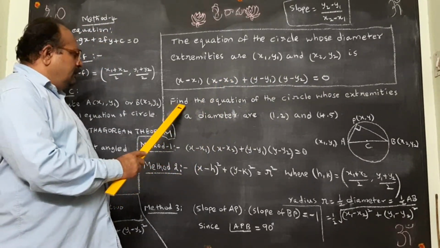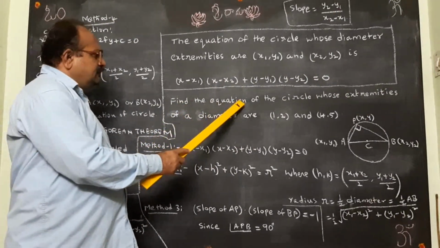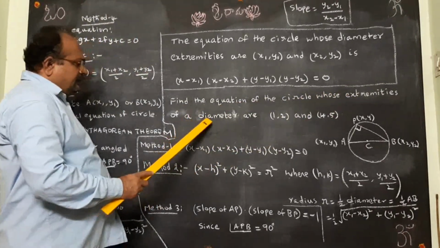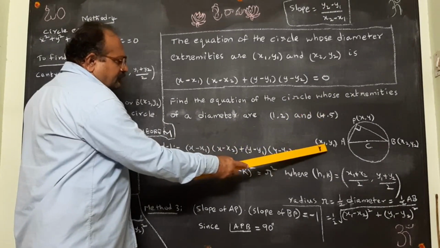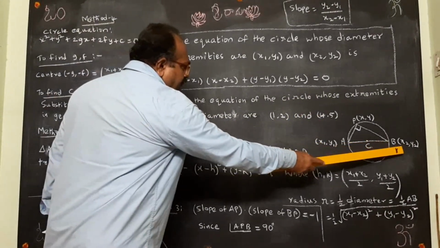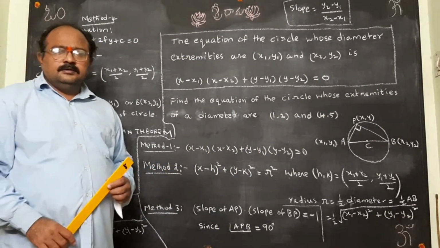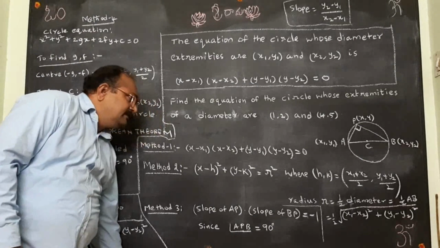Now, we have another problem. Find the equation of the circle whose extremities of a diameter are (1, 2) and (4, 5). Suppose A is (1, 2) and B is (4, 5). So how do we find the equation of the circle? Now what is the basic concept?